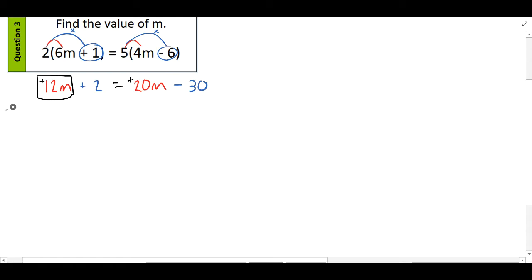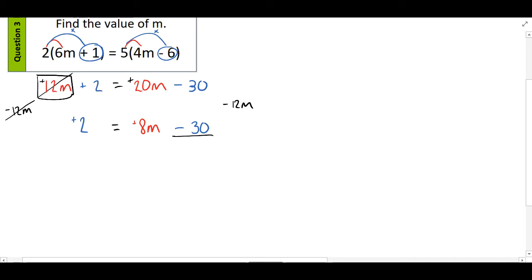So this is stopping you from having just the 2 over on this side of the equation. So we're going to take away 12m from this side, and therefore we also have to take away 12m from this side. 12m take away 12m just gives you nothing, 0. So on the left hand side we're only left with positive 2. And then 20 lots of m take away 12m is going to be positive 8 lots of m. And then negative 30, we can't take away 12 from negative 30 because we're taking away 12m. That's the m's we're taking away, not the numbers. So this bit here becomes positive 2 equals positive 8m take away 30.